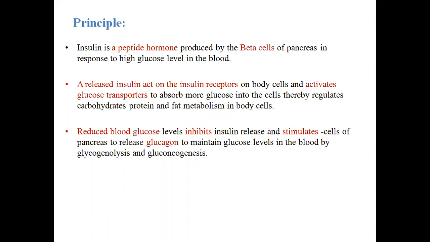Basically, insulin is a hormone which is produced by the beta cells of the pancreas, and it is secreted in response to a high blood glucose level. Whenever the blood glucose level is high, there will be a release of insulin. This is the blood glucose level and this is insulin. Insulin will try to reduce this increased level.